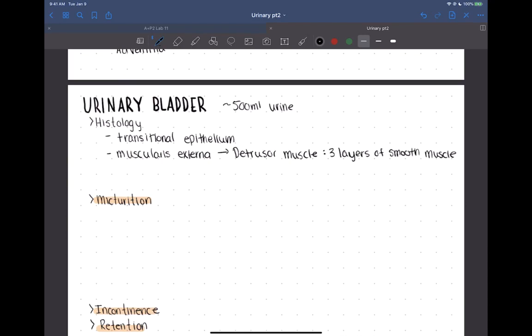So it is going to contain visceral peritoneum, or serosa, but only on its superior surface. So serosa on the superior surface, and then it's going to contain adventitia around the inferior portion. The remaining part is adventitia.